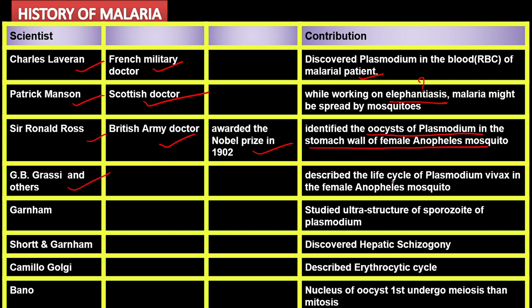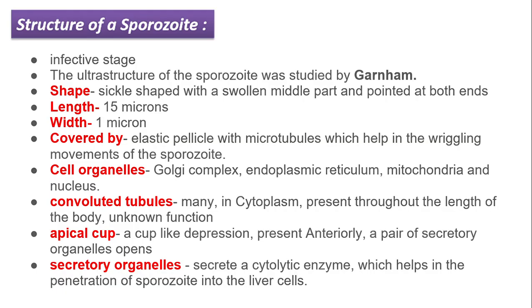G.B. Grassi and others described the life cycle of Plasmodium in the female Anopheles mosquito. Garnham studied the ultrastructure of sporozoites of Plasmodium. Shortt and Garnham discovered the hepatic schizogony. You won't understand this, put a question mark here. Camillo Golgi described the erythrocytic cycle, and the nucleus of the oocyst first undergoes meiosis, then mitosis. Again, put a question mark on oocyst. You will understand everything when we are done with the life cycle.